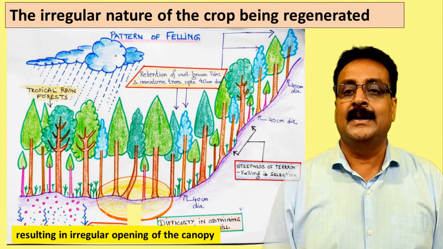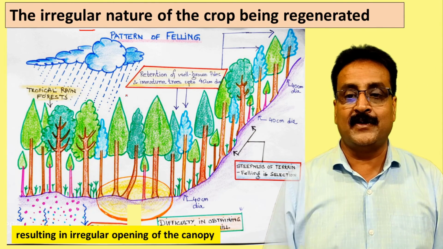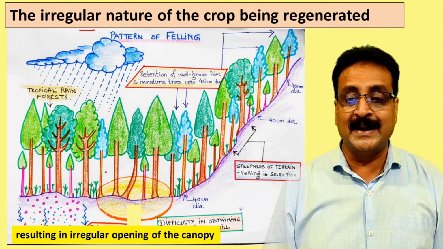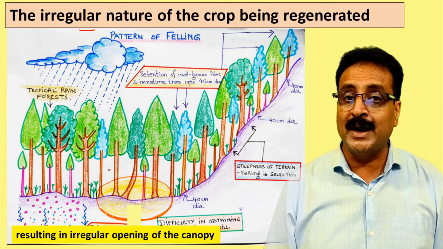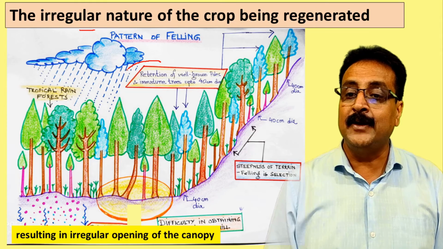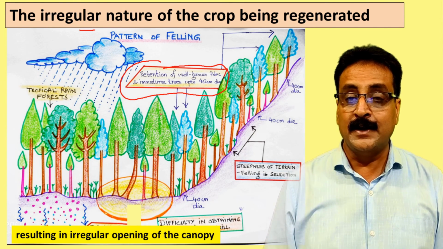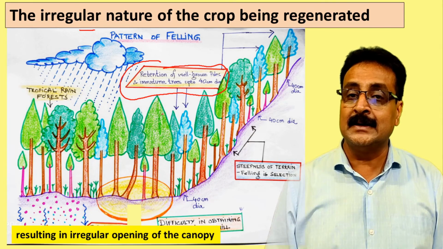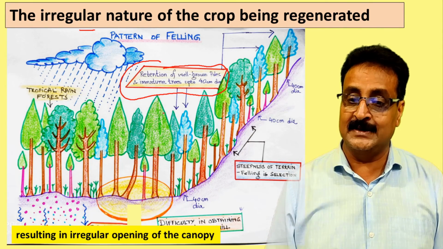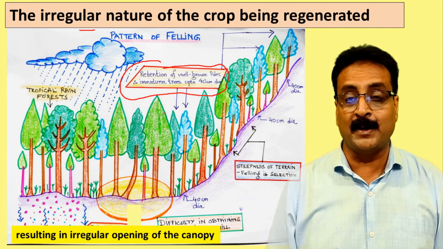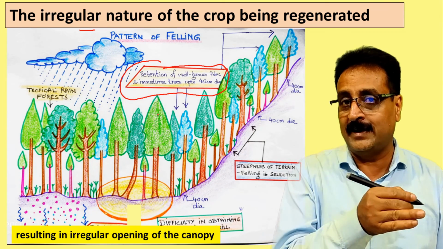Now the first one, the irregular nature of the crop being regenerated. As I already explained, we are going to retain the well-grown poles and immature trees up to 40 centimeter diameter. Retaining these will make the crop very uneven aged, resulting in irregular opening, because we are opening irregularly and cutting down irregularly.